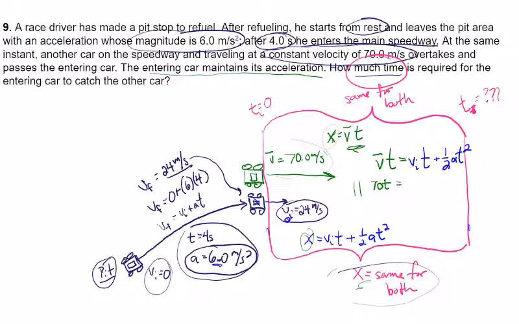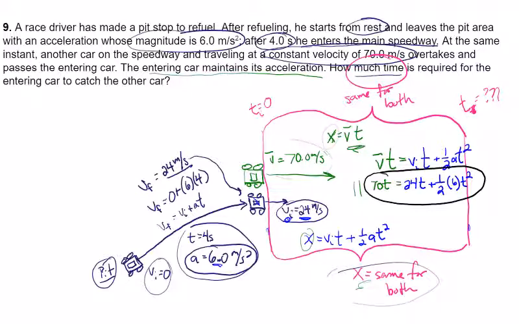And then I'm going to switch over here to my initial velocity. This is the 24 multiplied by t, because it was 24 when it entered this raceway, plus 1/2 times my acceleration, which is 6, multiplied by t squared. Now what I have is a big algebra problem where I have to solve for t.